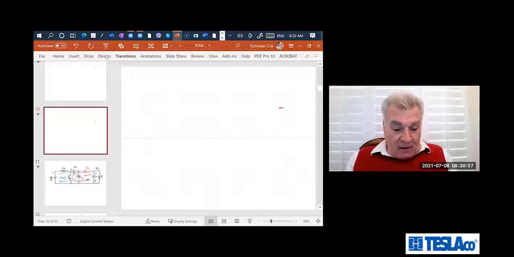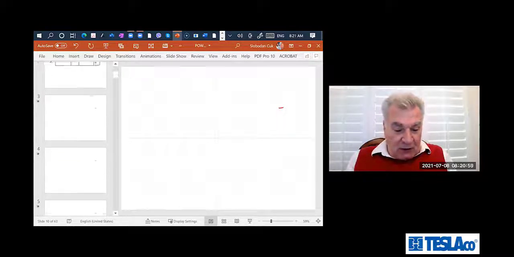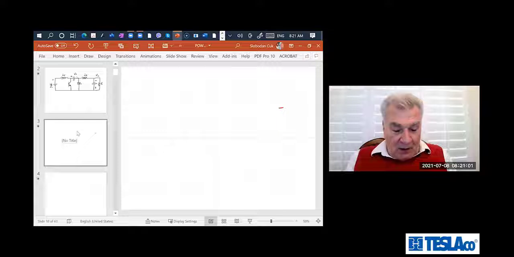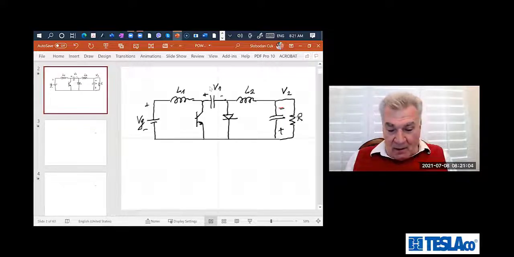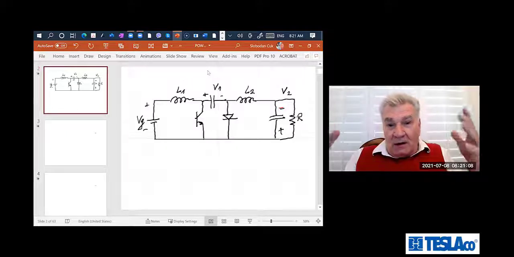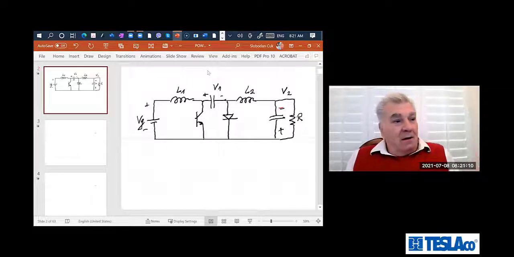Okay, so we have a bunch of empty slides. I can continue on this theme of what we did yesterday, going through what is a good approach in power conversion, in power electronics, for invention versus what is not the good approach.